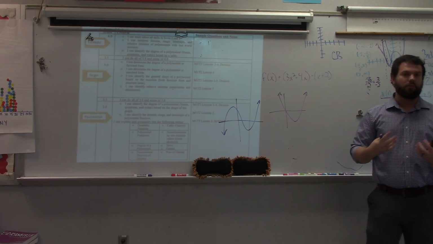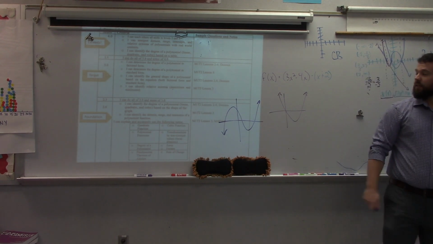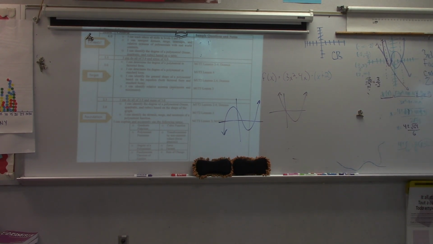Can we do domain and range? Yes. We will be practicing that some more, so please notice those are things I'm looking for. Under target, determining the degree from a factored form. We did that literally today. Determining degree from standard form. We reviewed it again today.